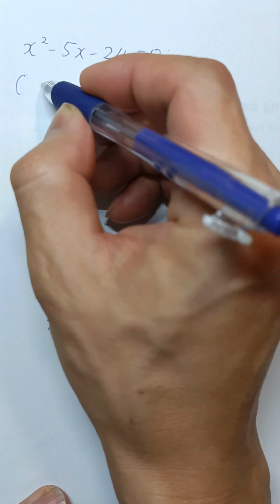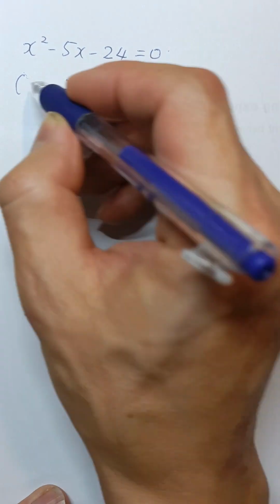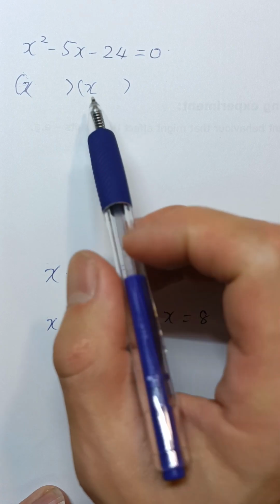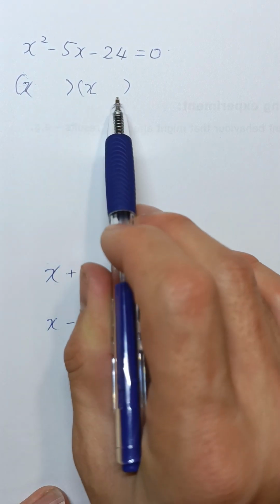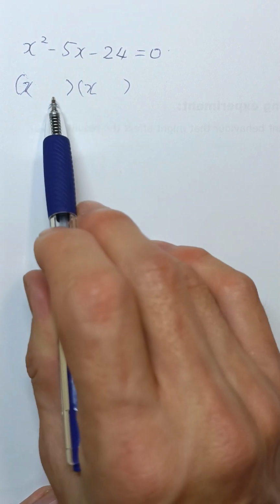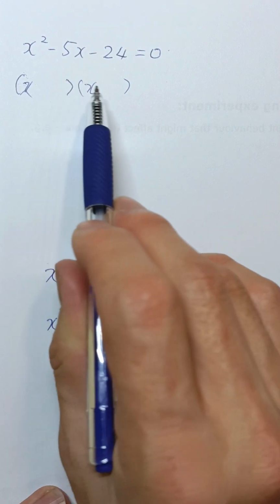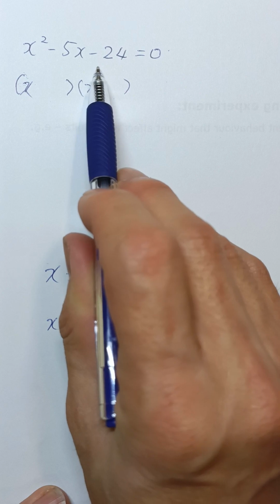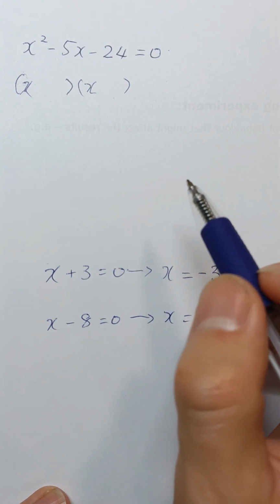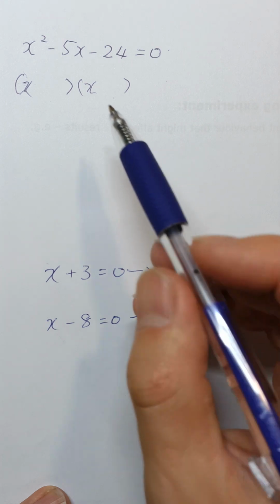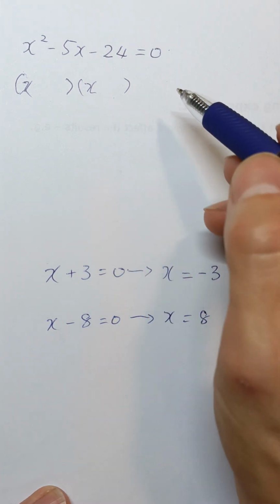You do bracket x, right? And then you need to find the two numbers which fit here. If you add these two numbers together, you get negative 5. If you times those two numbers together, you get negative 24. What two numbers can you think of? Right, I will show you. I will give you the answer, okay?